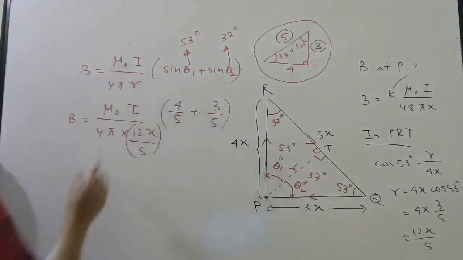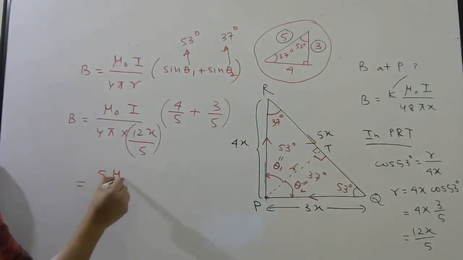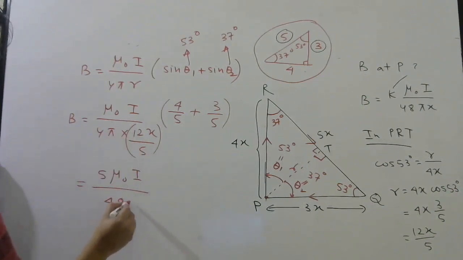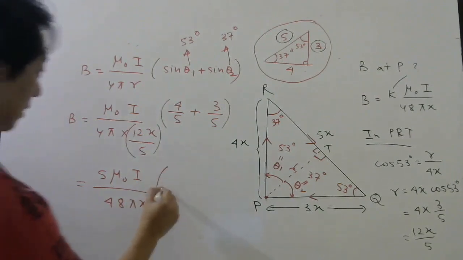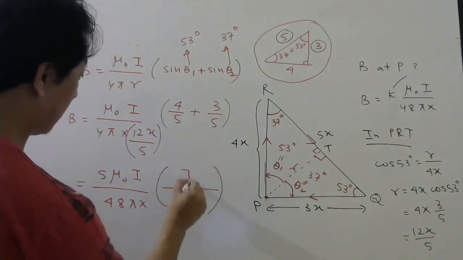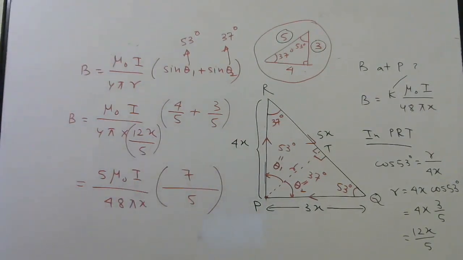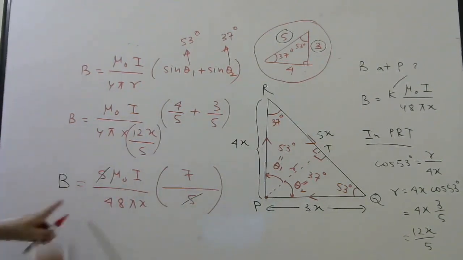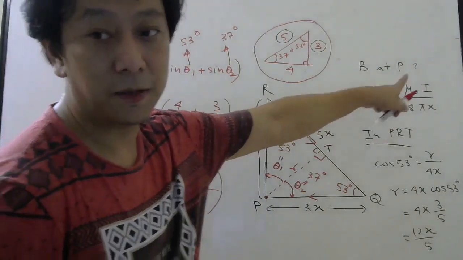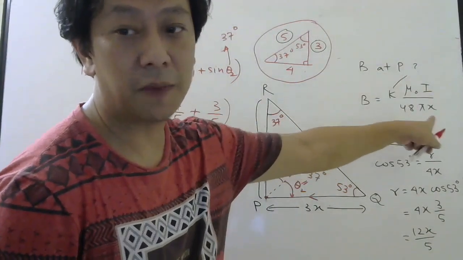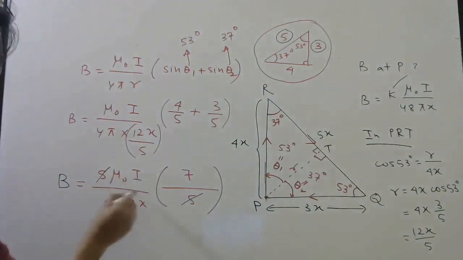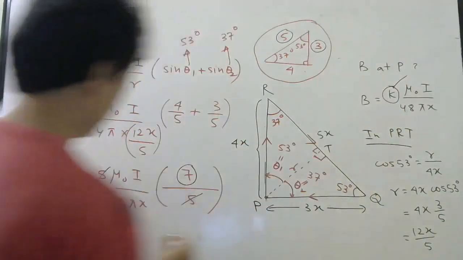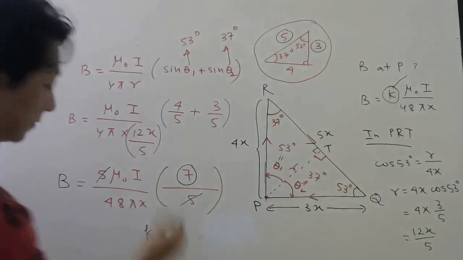So this 5 I can take up. 5 mu naught I, 4 2s are 8, 48 pi x, and here 5 LCM 7. Correct? So your 5 will cancel, and now if you compare this magnetic field with the given magnetic field, mu naught I by 48 pi x, this 7 must be your K. So K must be 7.